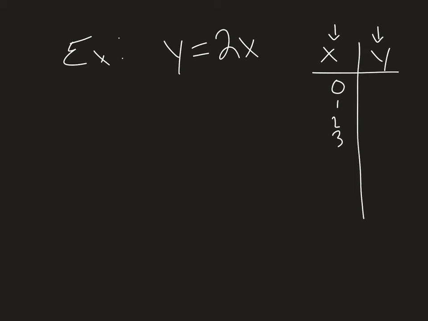I take this and I plug them in. So I take 0, for example. 2 times 0 makes 0, which means that y has to be 0. Then I go to 1. 2 times 1 makes 2. That means y has to be 2. 2 times 2 makes 4. Means y has to be 4, 6, so on and so forth.